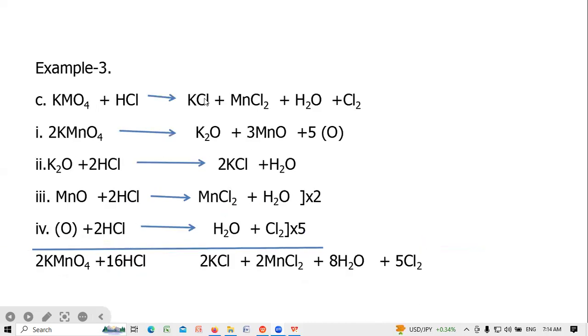Another example, potassium permanganate. Potassium permanganate reacts with hydrochloric acid and produces potassium chloride, manganese chloride, water, and chlorine gas. This reaction takes place in 4 steps. First of all, potassium permanganate breaks down into potassium oxide, manganese oxide, and nascent oxygen. Potassium oxide reacts with hydrochloric acid and produces potassium chloride plus water. Also, manganese oxide reacts with hydrochloric acid to give manganese chloride plus water. And the nascent oxygen also reacts with hydrochloric acid to produce water and chlorine. At last, you add them.